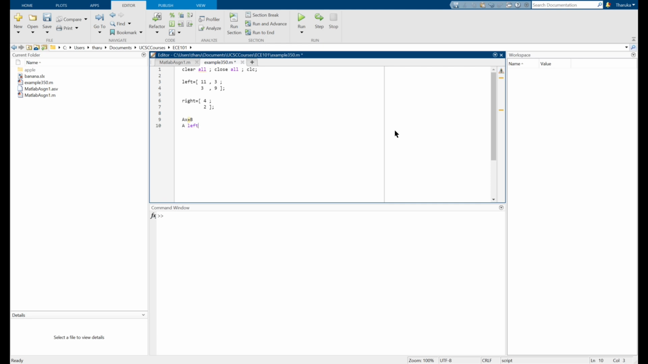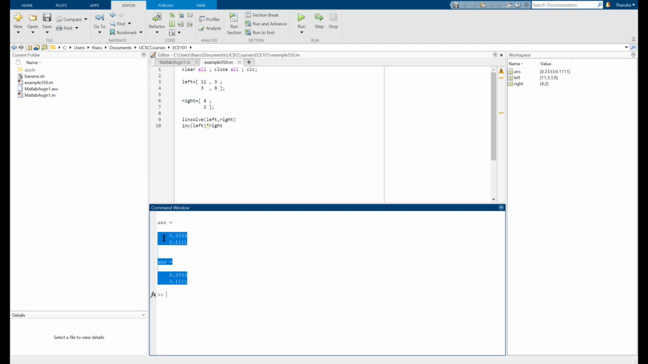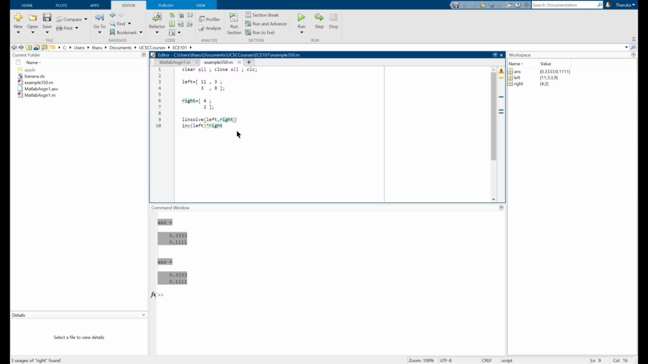Oh, he's yapping about AX equals B, the thing that I just explained. So let's let him run his course, blah, blah, blah. All right, linsolve. There we go. Linsolve, left, right, and he'll demonstrate that it achieves the same effect as the inverse of the left multiplied by the right side vector.